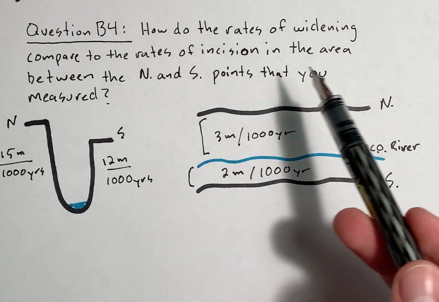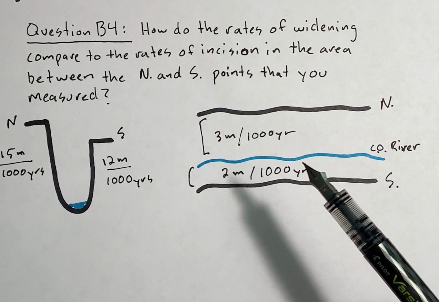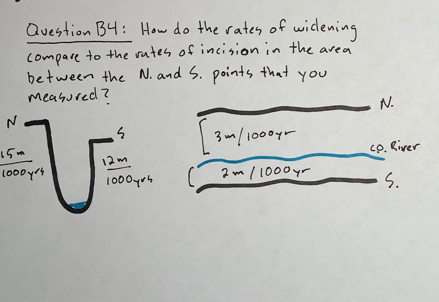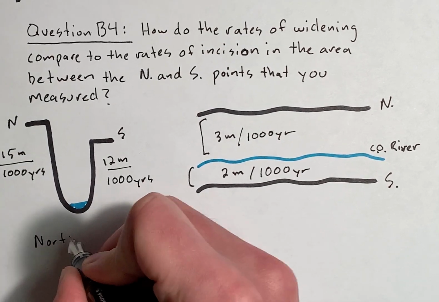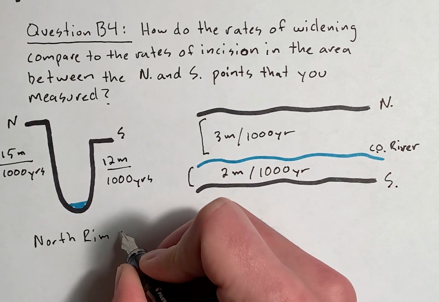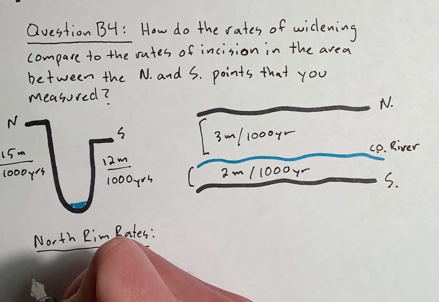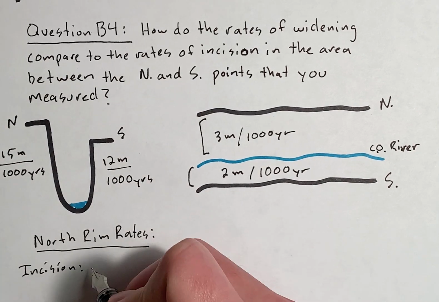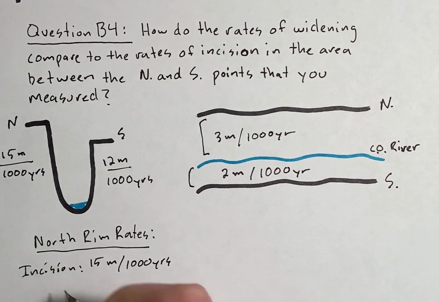So the question is asking, how do the rates of widening over here compare to the rates of incision, which we have over here? So to directly compare them, we can just divide. So first off, let's do the north rim. North rim rates. Incision, we know it's 15 meters per 1,000 years.